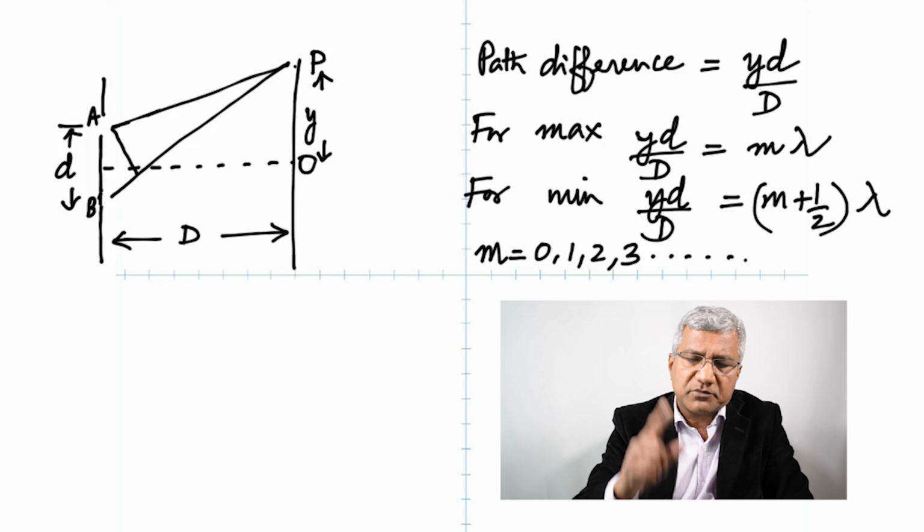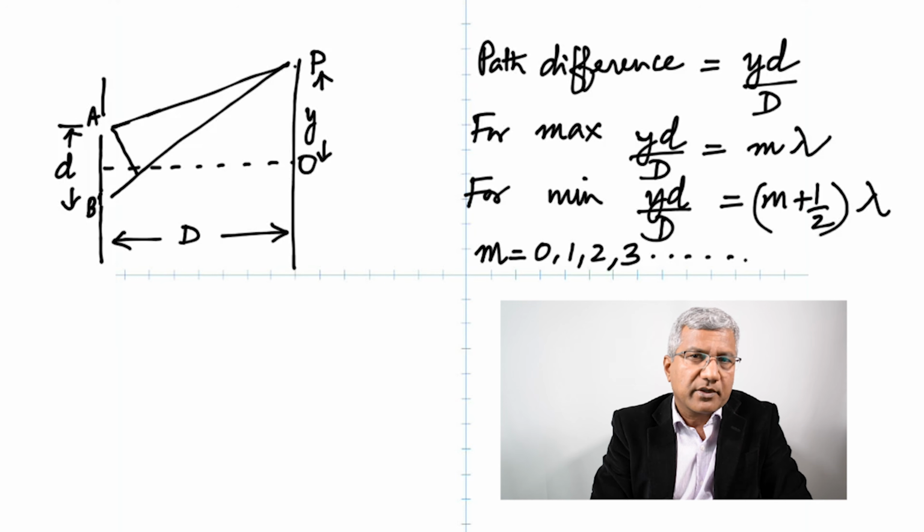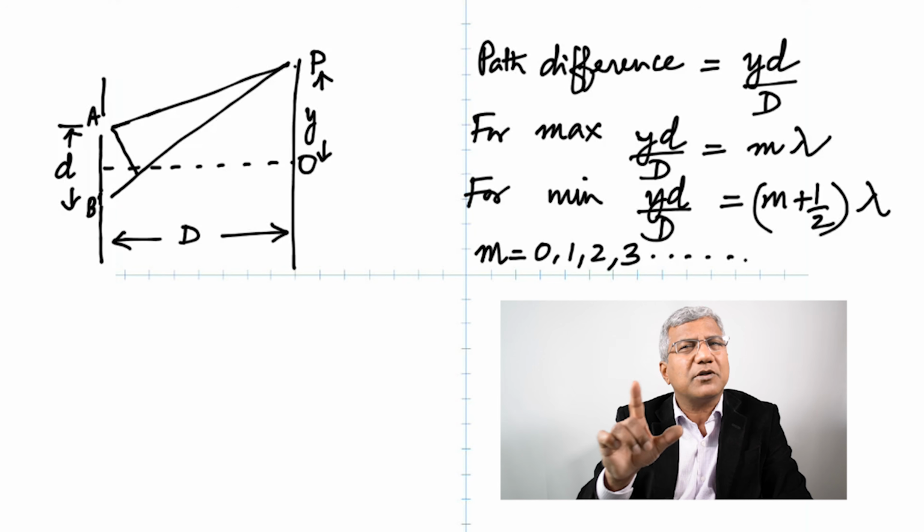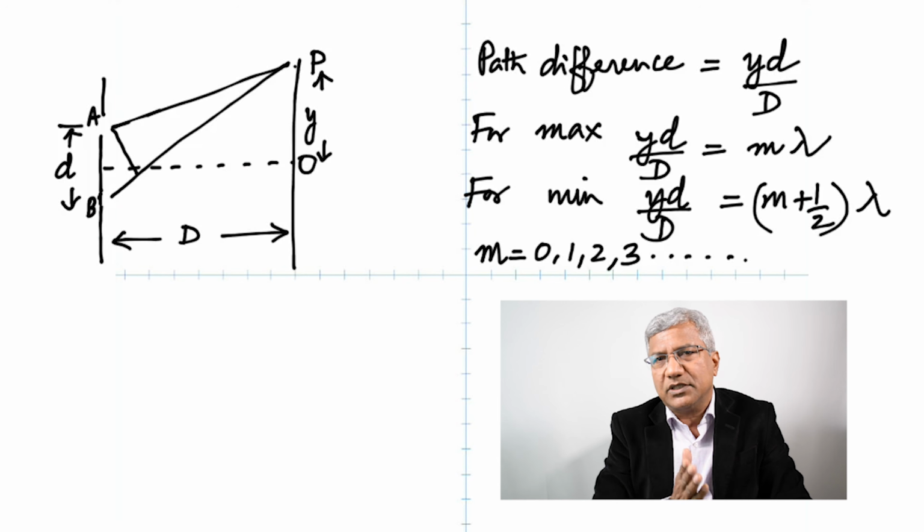Remember that if m takes value 0, then in this formula, the right-hand side is 0, so the left-hand side has to be 0. That means there is no path difference, which means we are talking about the point O, because that's the only point at which they both travel equal paths. Are you getting what I'm trying to say? Because AO is equal to BO.